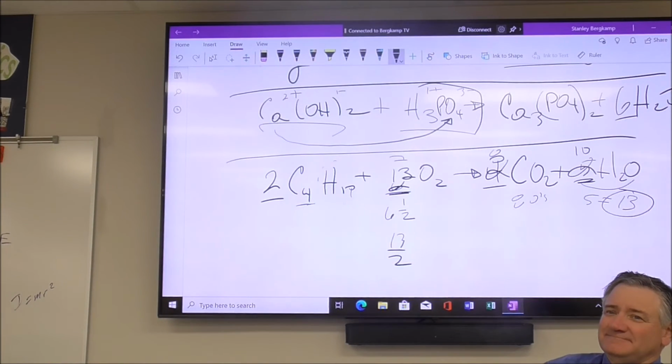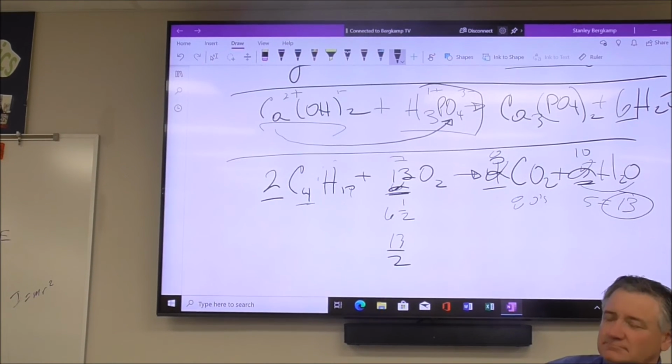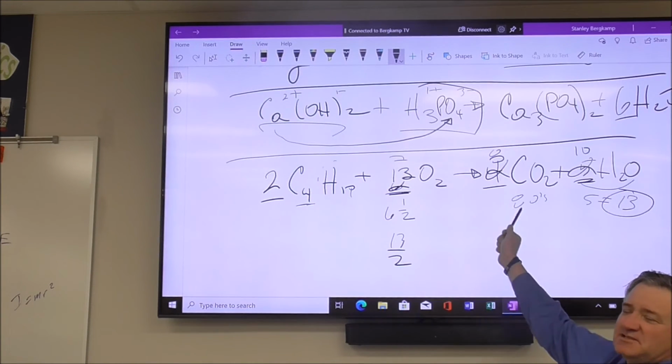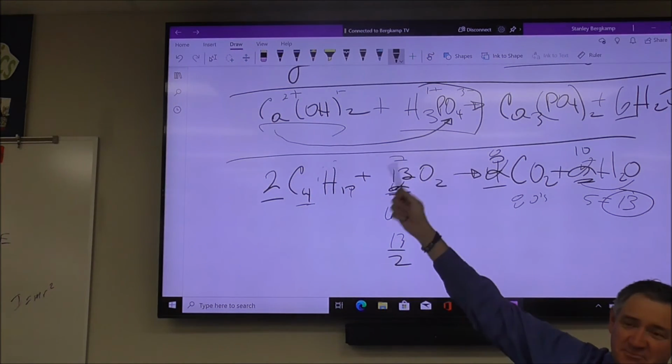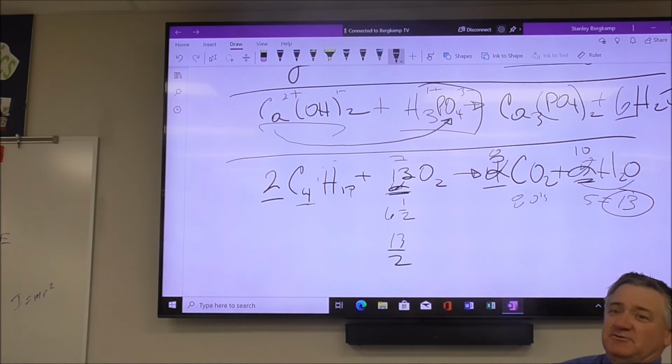Ew, I don't like that. Please don't put that on our test. What are the odds you're going to have a problem like that on the test? 100%. Guarantee you. When you hand in this test, if you haven't done one like this where you have to multiply the coefficients by 2 to get rid of a fraction, you have done something wrong.